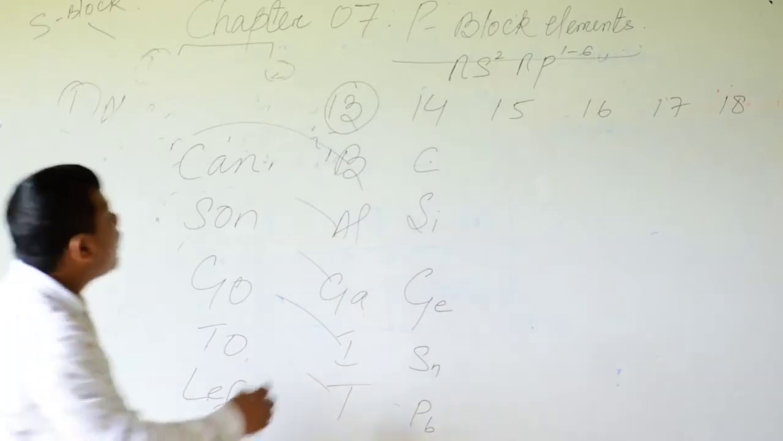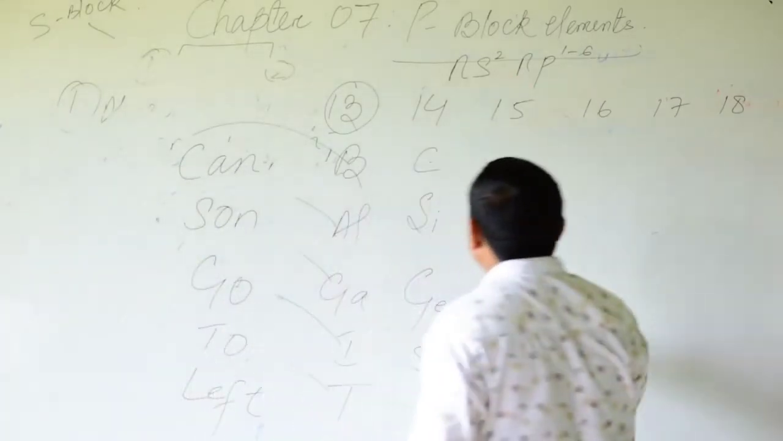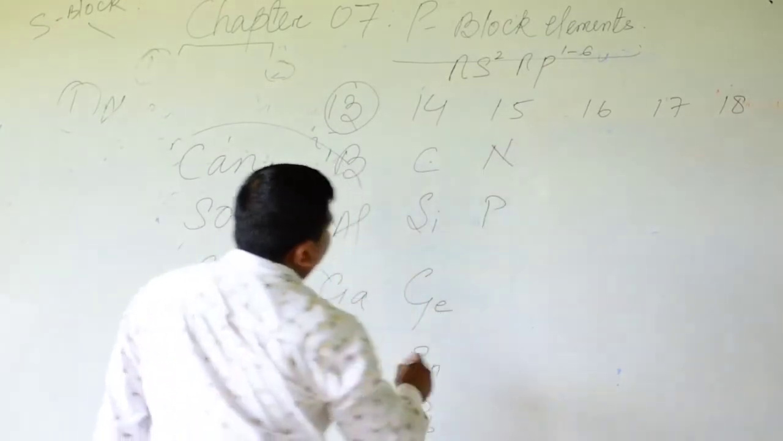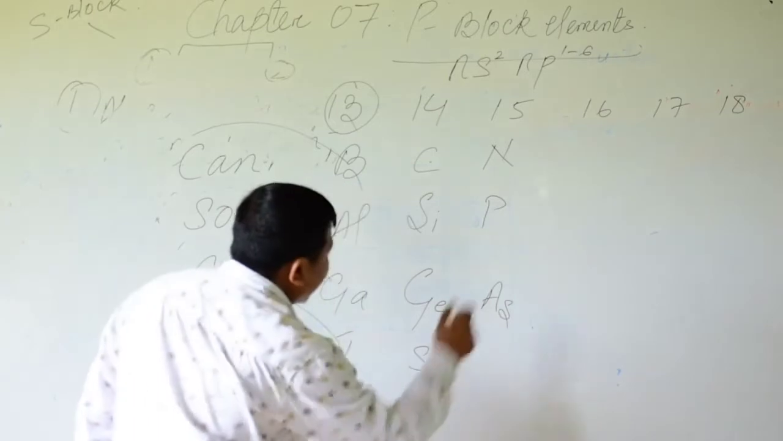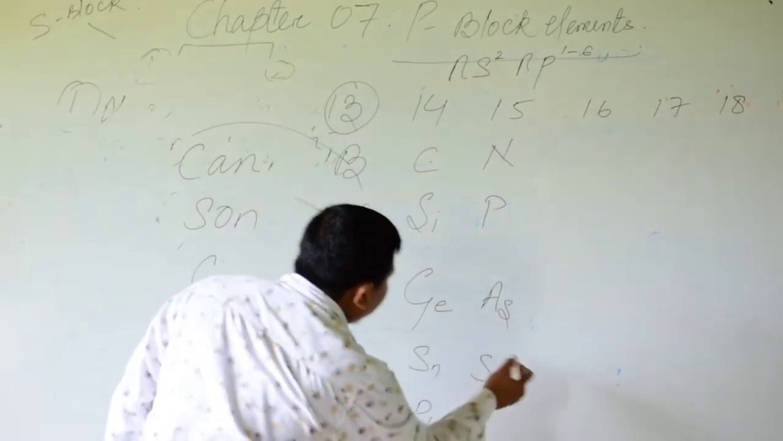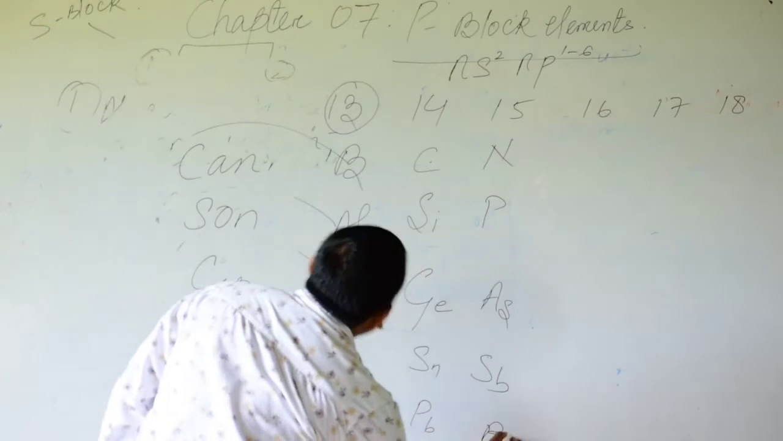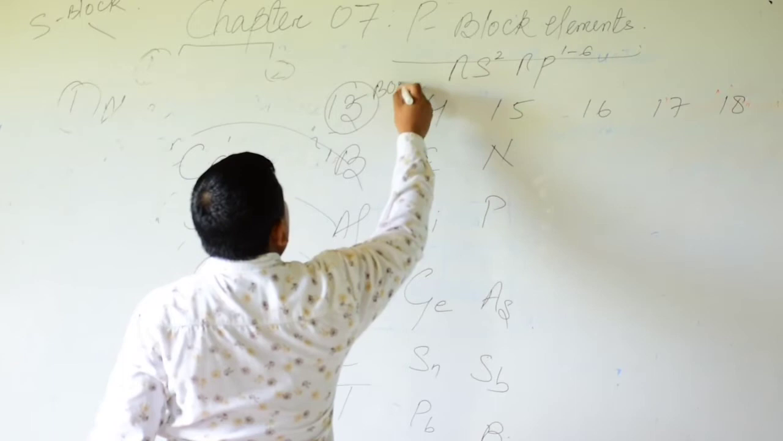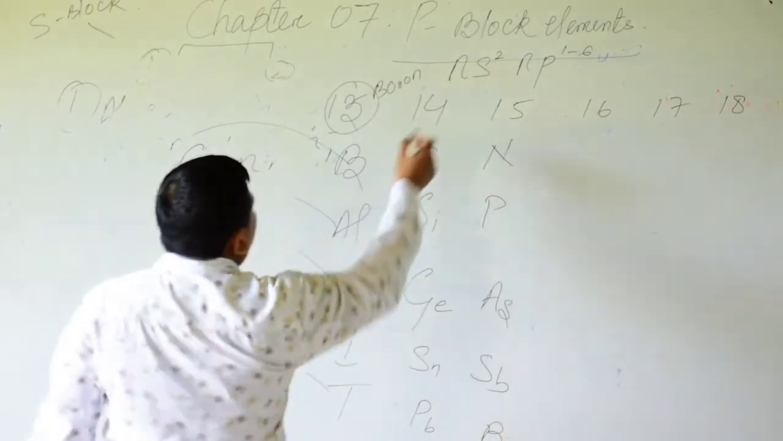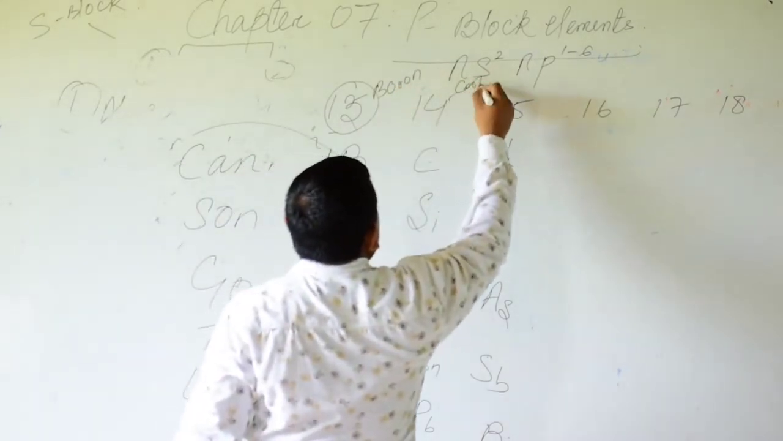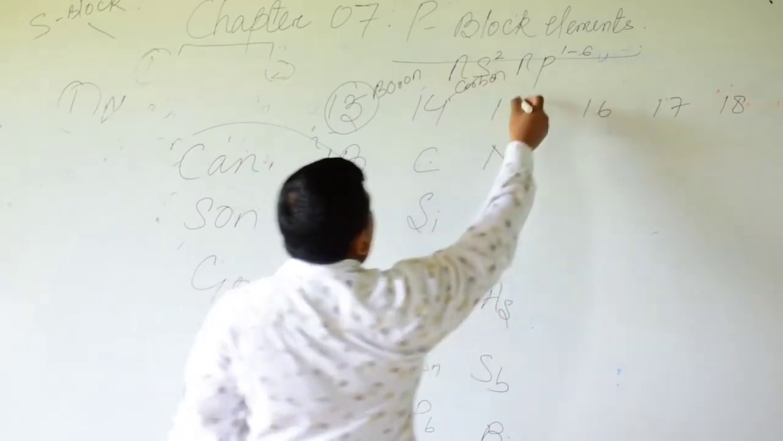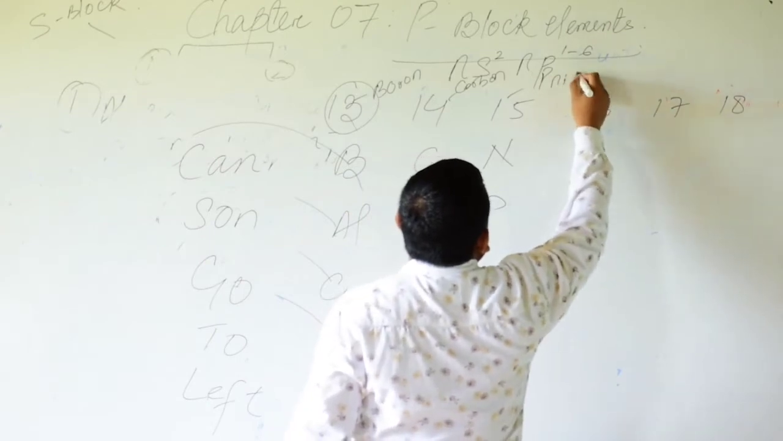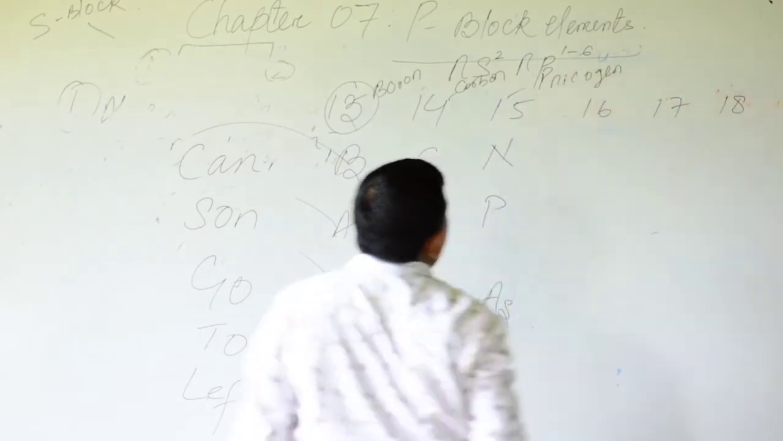Now group number 15, which is one of the most important ones. In group number 15 we have nitrogen, phosphorus, arsenic, antimony, bismuth. As we know, group number 13 family is the boron family. I am writing it on top of the group number. 14 is the carbon family. Then 15 has two names: nitrogen family, or we can say pnictogens.